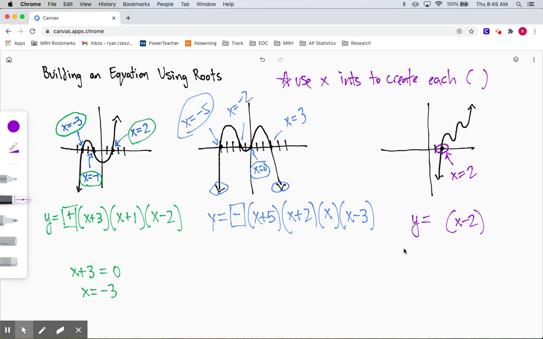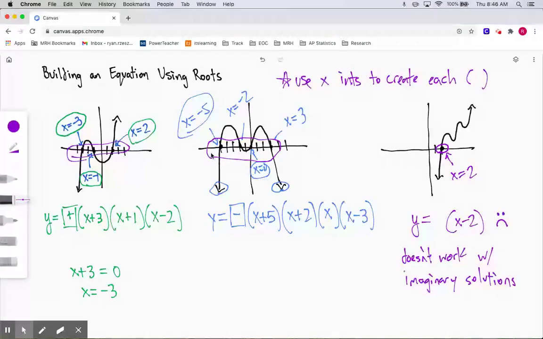So this method doesn't work with graphs that have imaginary solutions. The other answers to this equation are actually imaginary numbers. So we don't see any additional x-intercepts, and I can't keep making my equation on this problem. We need to use fancier math to get the rest of our equation. But if your roots hit on the x-axis everywhere, this is a really quick way to write a good equation for a polynomial.